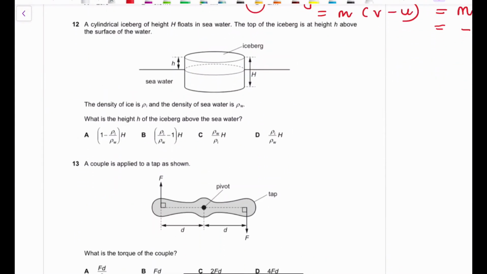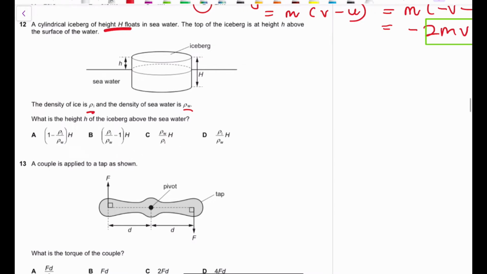You'll be given a cylindrical iceberg of height H, which is floating in water. The top of the iceberg is at a height h above the surface of the water. The density of ice is rho I, and the density of the seawater is rho W. What is the height h of the iceberg above the seawater? Okay, what do we know, guys?